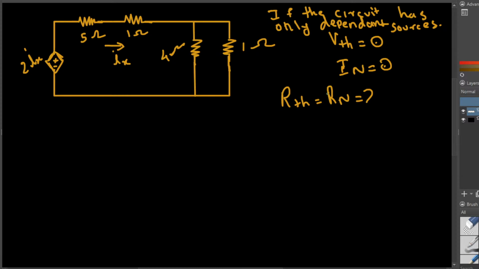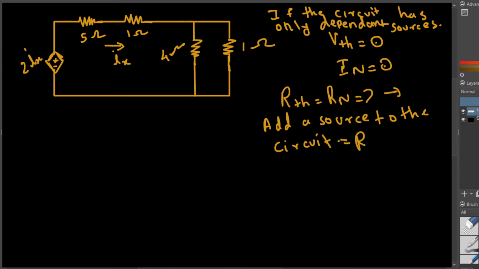We can find this one by adding a source to the circuit. After you add this source to the circuit, you can find the R equivalent by using Ohm's law, that is V divided by I. Okay, now let's see how to do that. First, we are going to place a source. You can place a current source or a voltage source, but you have to think which one is optimal, which one is easy, which one makes our life easier to solve the problem.